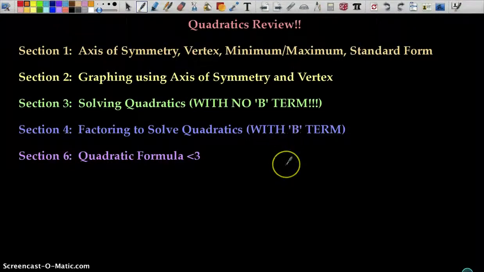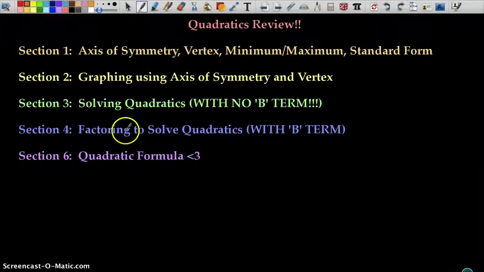Well, per your request, I am putting together a review of Quadratics for you. And here are our 5 sections. We skipped section 5, but here are the 5 sections and all of the information from each one of them. And what I'm going to do is do a couple of problems.